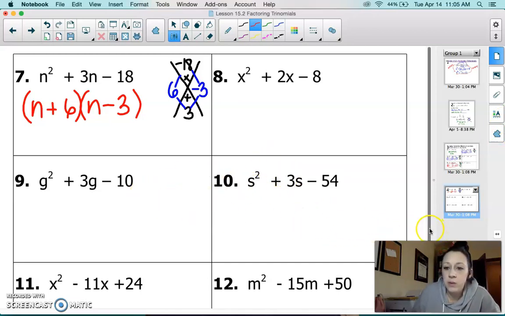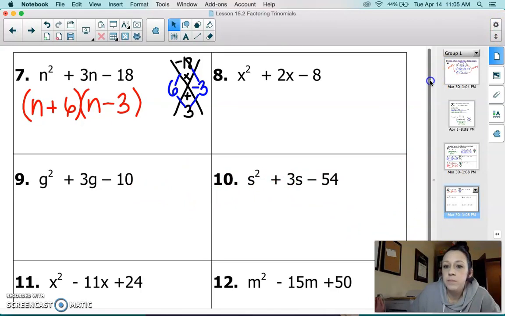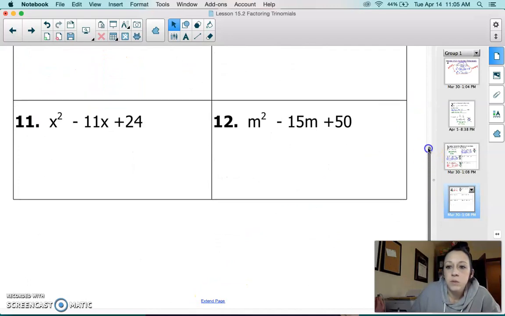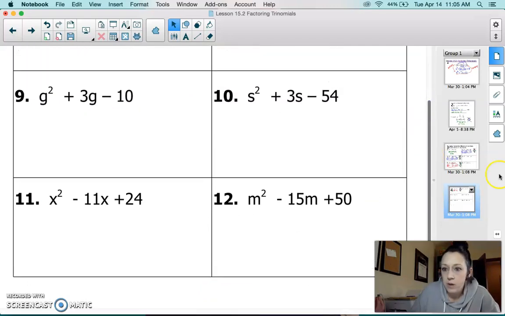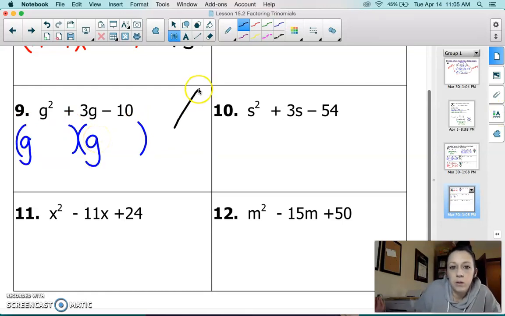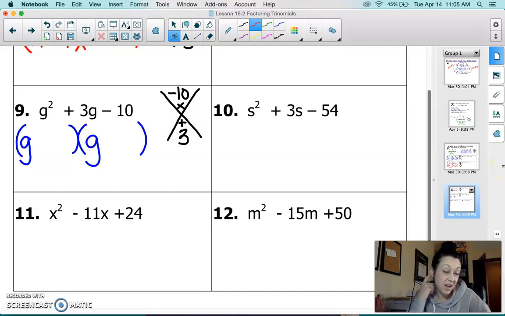So maybe I'll go down to number 9. Okay, so I'm going to set it up and say this one has g. So it's going to be, instead of x times x, it's going to be g times g. And then we want to multiply to equal negative 10. And we want to add to the middle number, which is positive 3. And we got to figure out how to make that work.